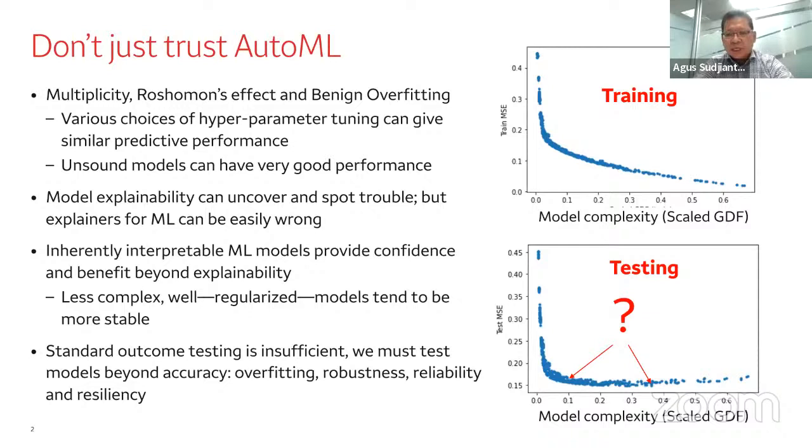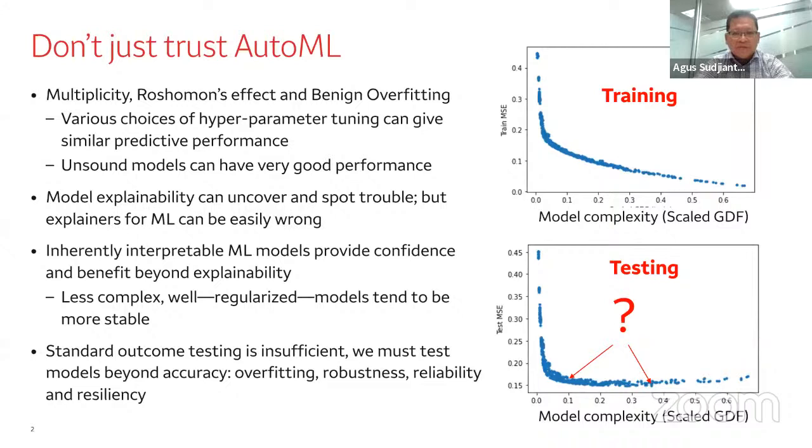So here is what you see in the bottom right. You see a lot of models with different complexity. If you look at the testing performance, they're almost the same, but they are completely different models, because some of those are simpler models, the others more complicated. So various choices of hyperparameter tuning can give similar predictive performance. An unsound model that doesn't make sense can also have very good performance. So that's the problem that plagues machine learning. And if you use AutoML, you're going to be a victim of this.